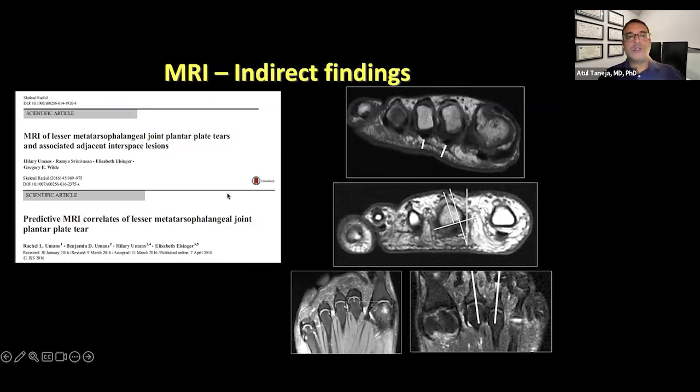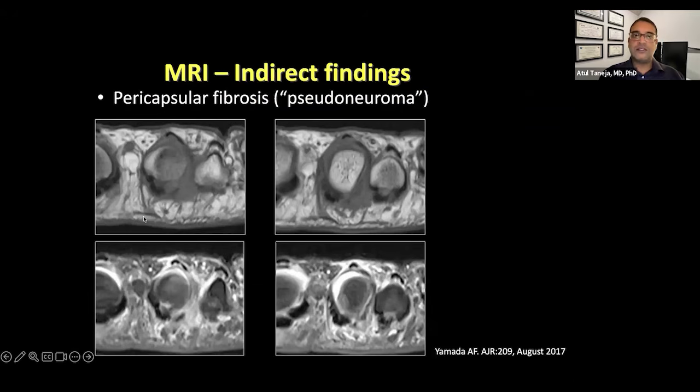All right, you can go into Dr. Umans' papers. They're very interesting to learn more about plantar plate injuries and these indirect findings. And one of the indirect findings I would like to highlight is the pseudoneuroma. What is a pseudoneuroma? It's a pericapsular fibrosis, mostly happening in chronic stages. And this fibrosis, this scar tissue, is going to infiltrate not only the intermetatarsal space, the interdigital space, but also the area of the injury itself.